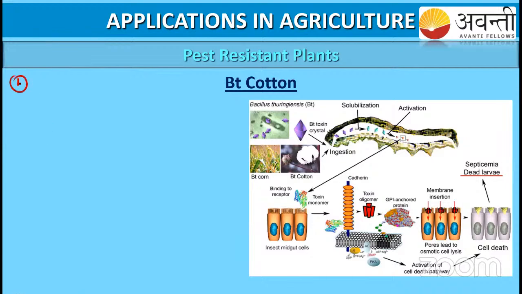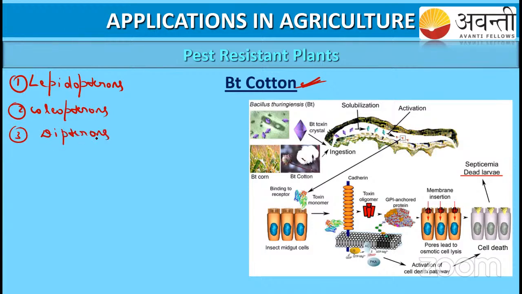Okay, so which are the types of insects that are going to cause harm to the Bt cotton? Let us study about that. Here you have to remember Lepidopterans first, the second one is Coleopterans, and the third one is Dipterans. By these three groups of insects, the cotton plant is going to be damaged, or it is going to give a low yield.